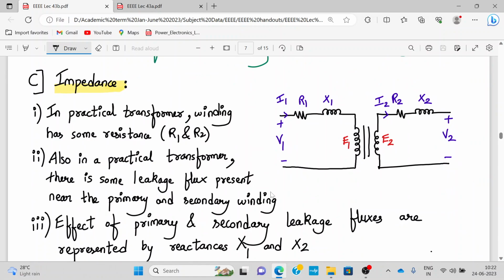Now let's talk about impedance. If I combine R1 and X1, this becomes an impedance, which we can call Z1.